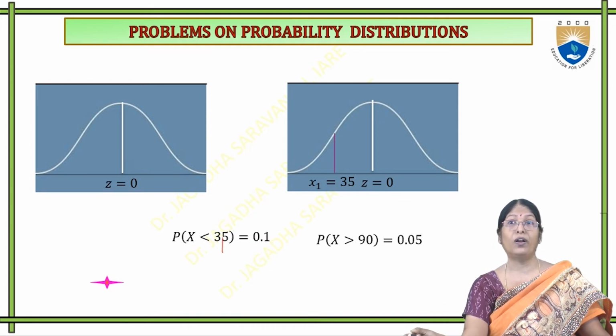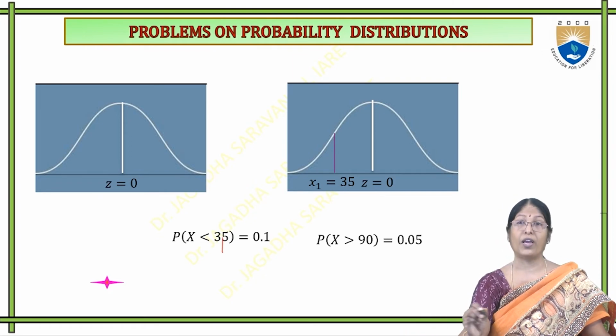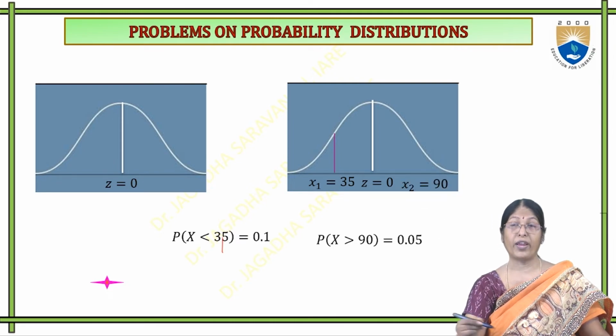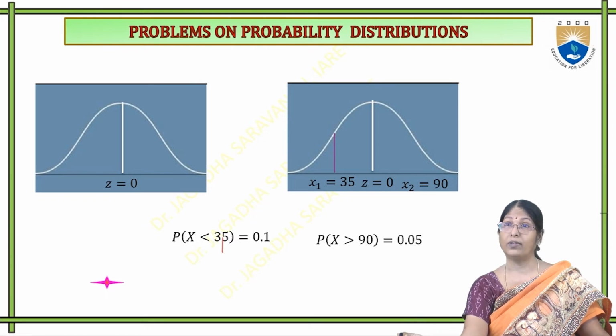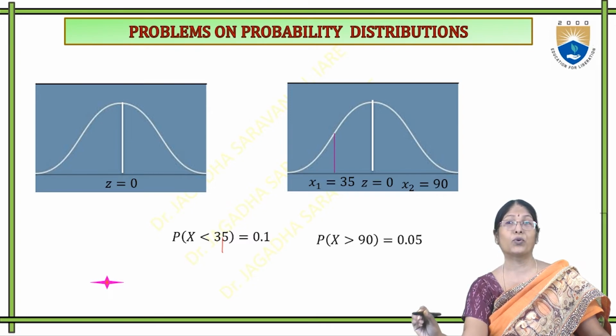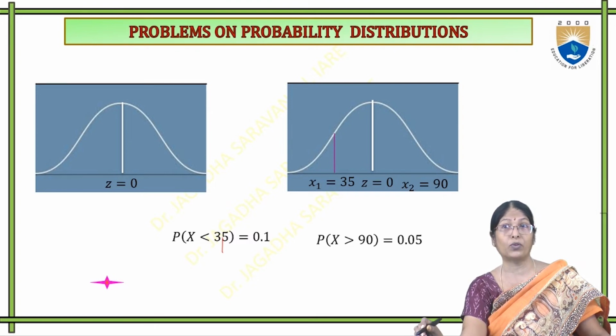But the z1 is going to come on the left side, assuming we have drawn the vertical line. Next, x2 equal to 90, that is greater than, so it is going to come on the right side. We know x2, but we don't know what z2 is. But it is going to occupy the place on the right side of z equal to 0, that is the right side of the vertical line which is drawn.